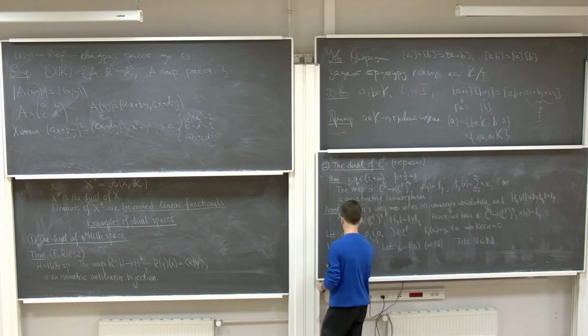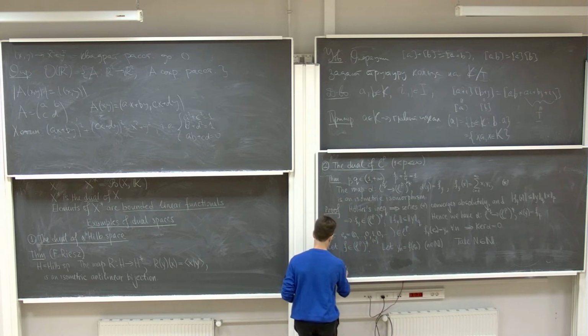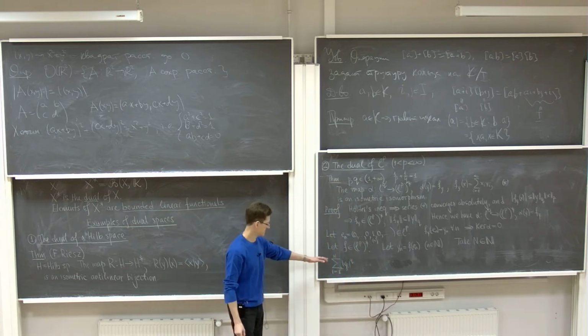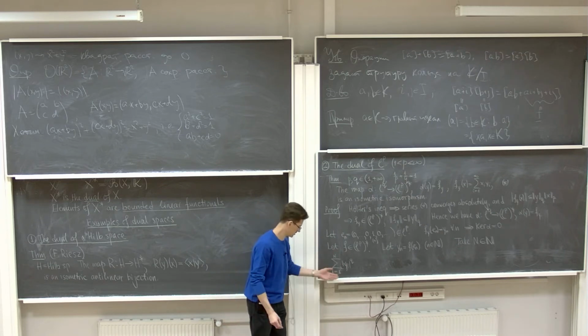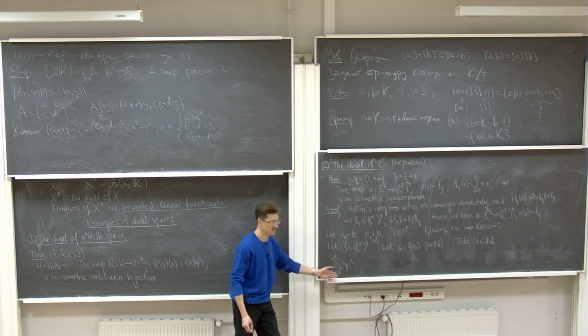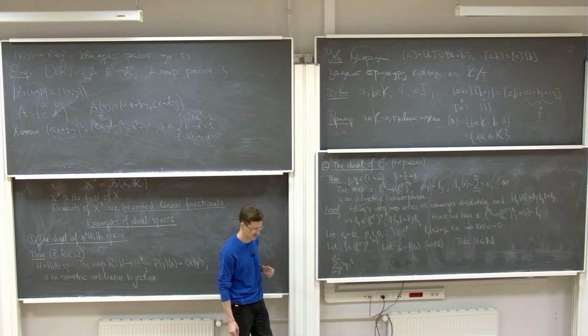and let's try to estimate the following sum from 1 to N, y_i to the power q. Basically, we want to show that the series converges, and to show that the series converges, we have to show that all such finite sums are bounded by the same constant.